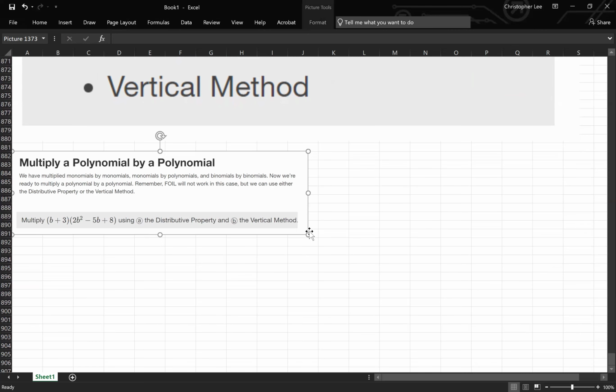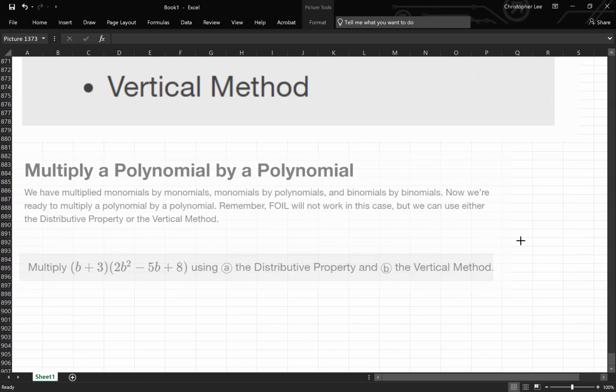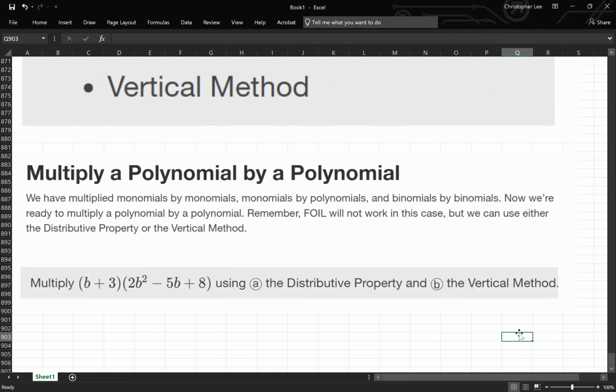All right, check this out. So now we're at the stage where we're multiplying a polynomial by a polynomial. We have multiplied monomials by monomials, monomials by polynomials, and binomials by binomials. Now we're ready to multiply a polynomial by a polynomial. Remember that FOIL will not work in this case, but we can use either the distributive property or the vertical method. All right, let's try it out.